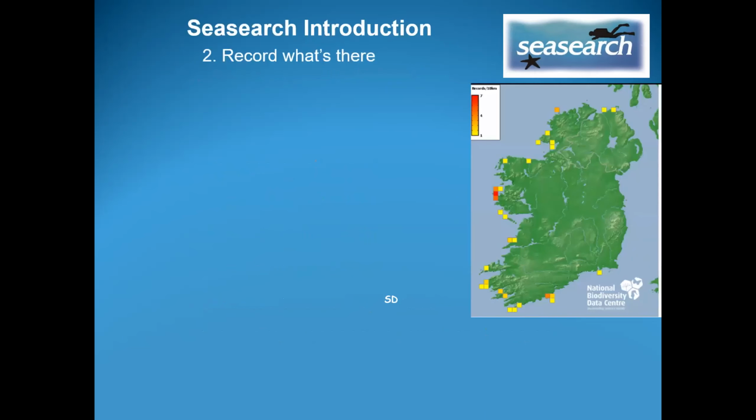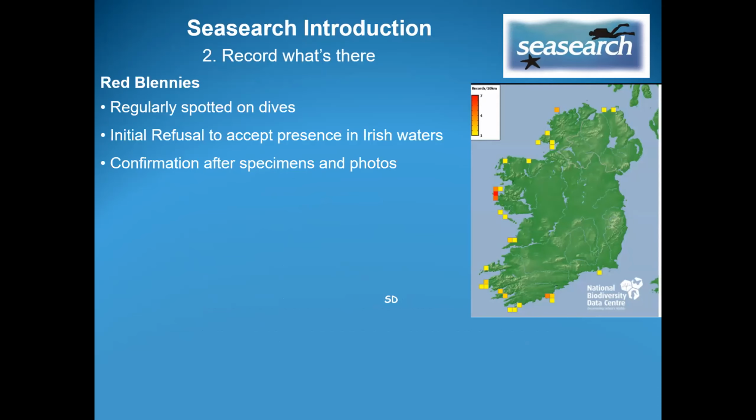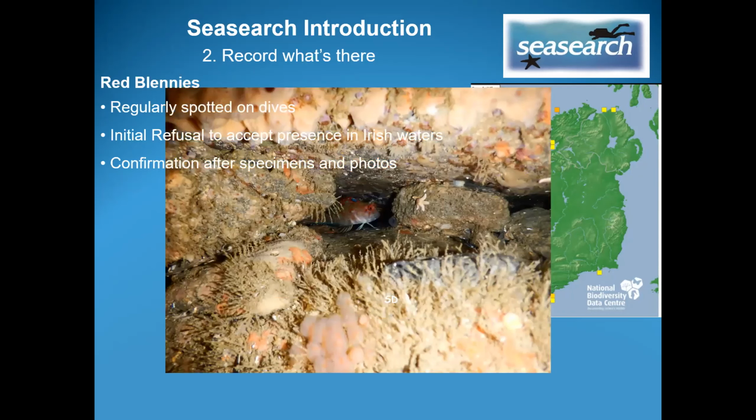And I get into this. This is one of the ones I found interesting. The map here is of the recorded species records for a particular species. And the reason I find that interesting is that red blennies were regularly being spotted on dives, but there was an initial refusal to accept their presence in Irish waters, and they were only confirmed after specimens were returned. So if you look at that, there's probably a reason. If I look at this photograph, this is, I'm going to say, quite a good photograph of a red blenny sitting in the back of a crevice, which is where they're normally going to be.